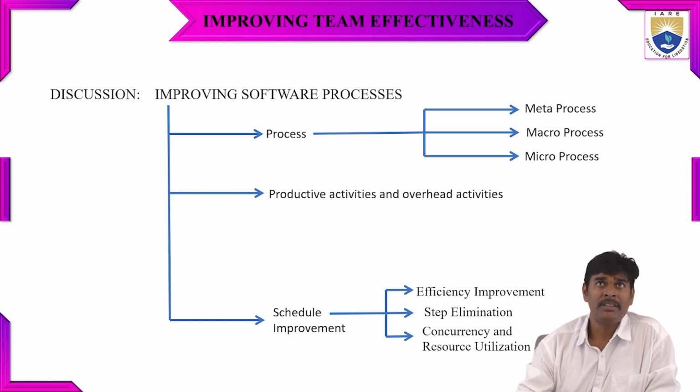Today we are going to discuss improving team effectiveness. Till now, we have seen how we are going to improve the software economics. We know that in software economics we have 5 parameters: first is size, next is process, personnel, environment, and quality. We have seen how to reduce the size of the software and how to improve the software process.